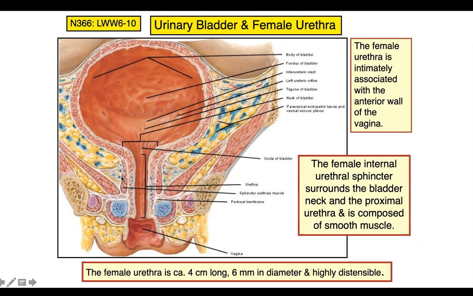On each side of this urethra, deep to the perineal membrane, in the deep perineal pouch, it is surrounded by muscle. This muscle is the external urethral sphincter muscle, or the sphincter urethrae muscle. This muscle controls the flow of the urine. When it contracts, it stops the flow of the urine.